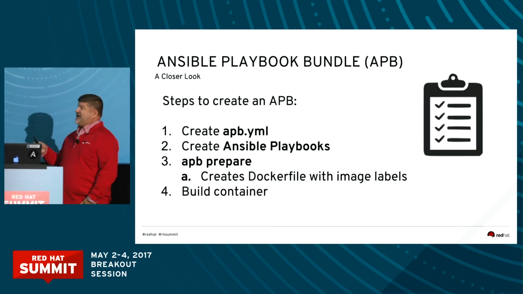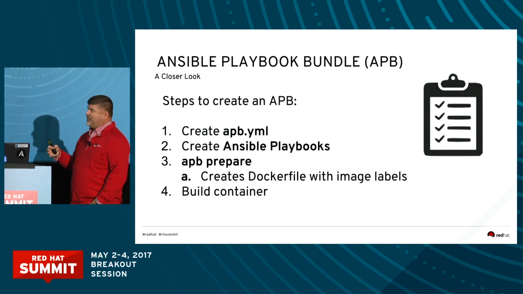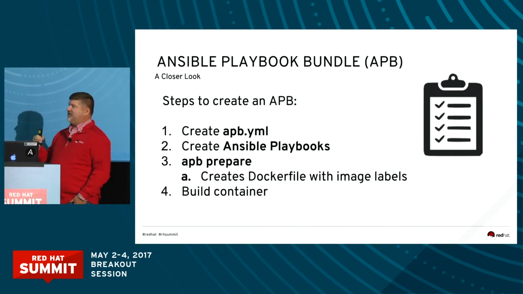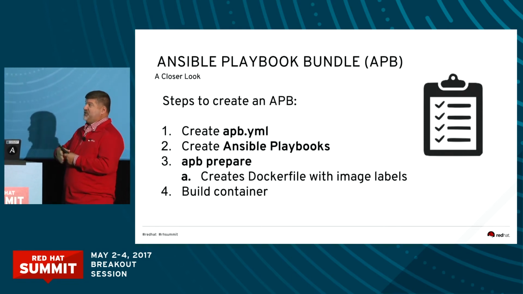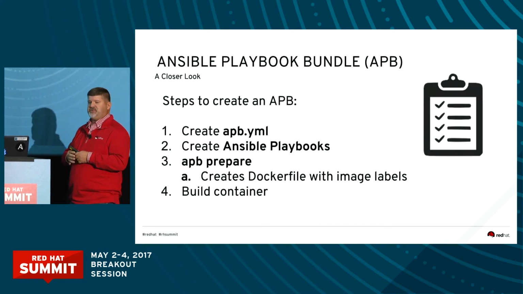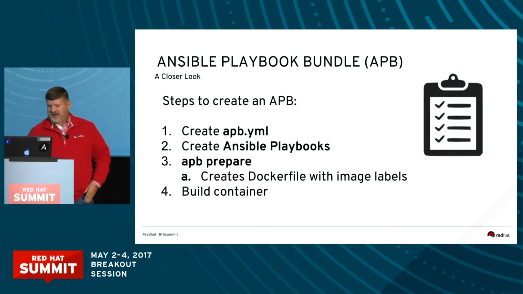If we look at the bare basic steps here around walking through a simple text-based exercise on creating an APB, this is as simple as it gets. You're going to create an APB.YAML, which is this metadata file. You're going to create some playbooks or reference playbooks that may already exist. You're going to run a command that we have called APB prepare, which is going to bundle up those playbooks into a container image with that Ansible execution environment. You're going to put that in a registry and you're ready to go.